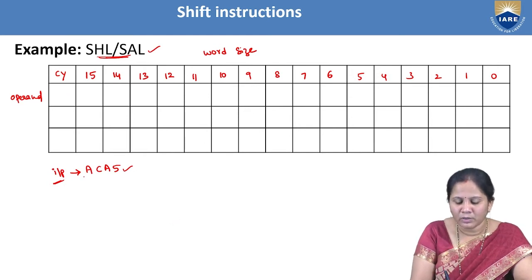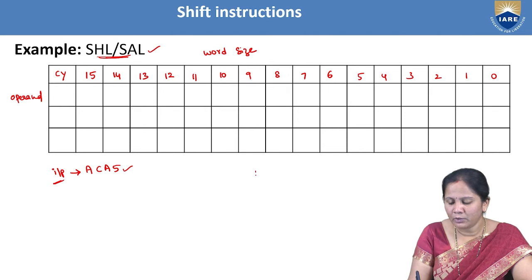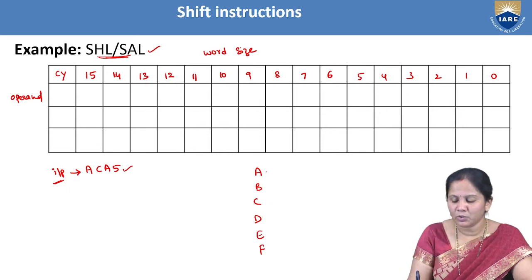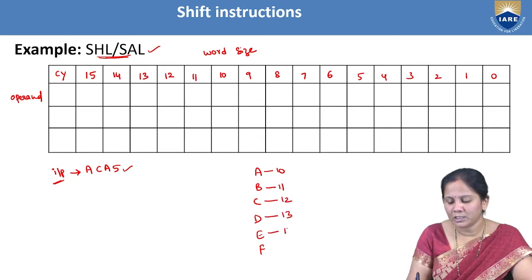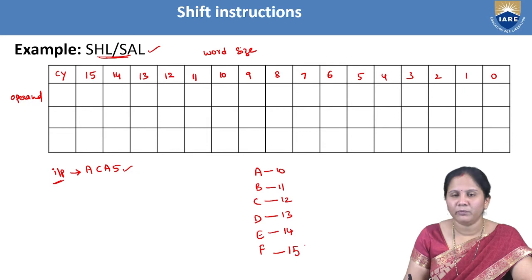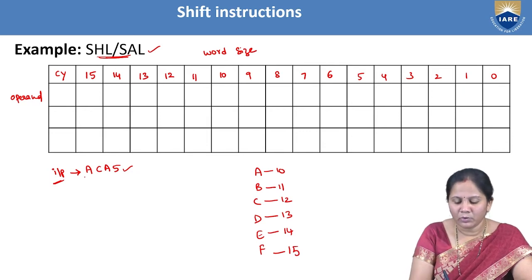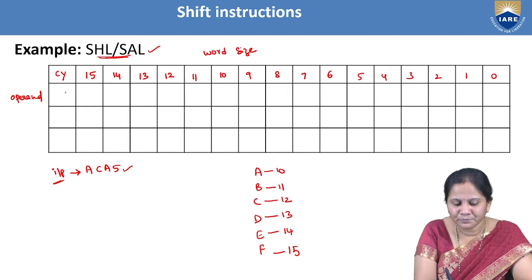Here we know the values of A, B, C, D, E and F. They are hexadecimal numbers. A is 10, B is 11, C is 12, D is 13, E is 14 and F is 15. Now, in order to know the binary value of A, it is the binary value of 10, so you can write it as 1, 0, 1, 0.